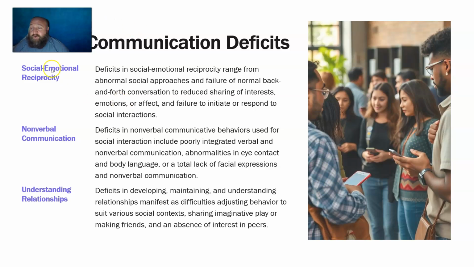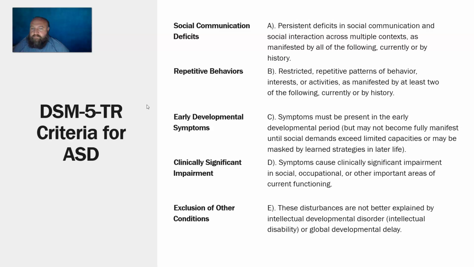All right. So all three of these have to be met, going back a slide again, under this criterion A for the DSM. All falls under that social communication deficits. All three of those must be present.